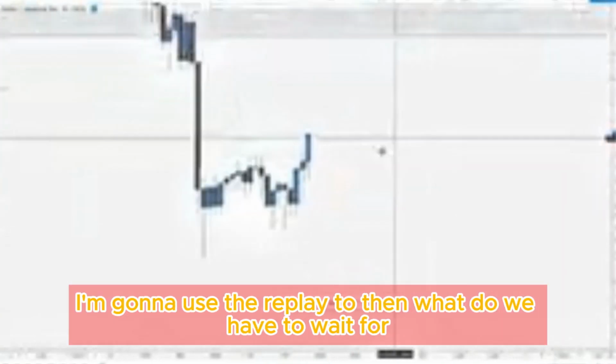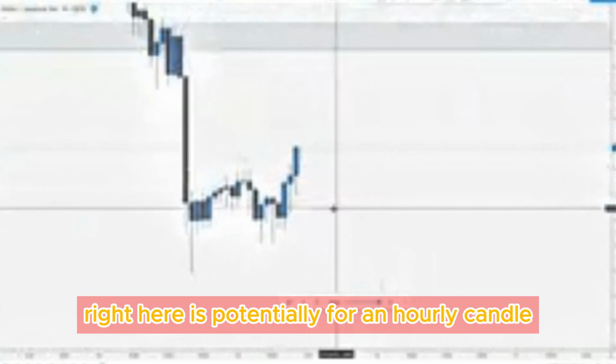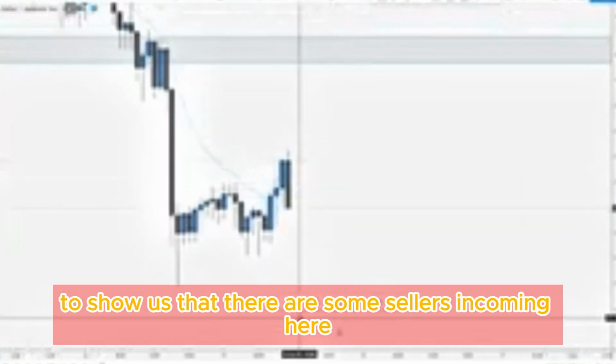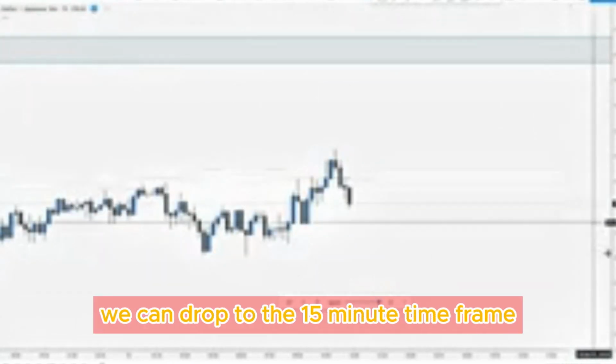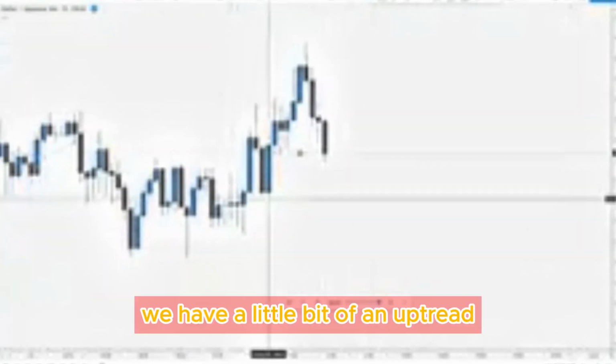Then what we have to wait for right here is potentially for an hourly candle to show us that there are some sellers incoming. Here it is, bearish engulfing the previous candle. What we can do on this occasion is drop to the 15-minute time frame. We have a little bit of an uptrend.